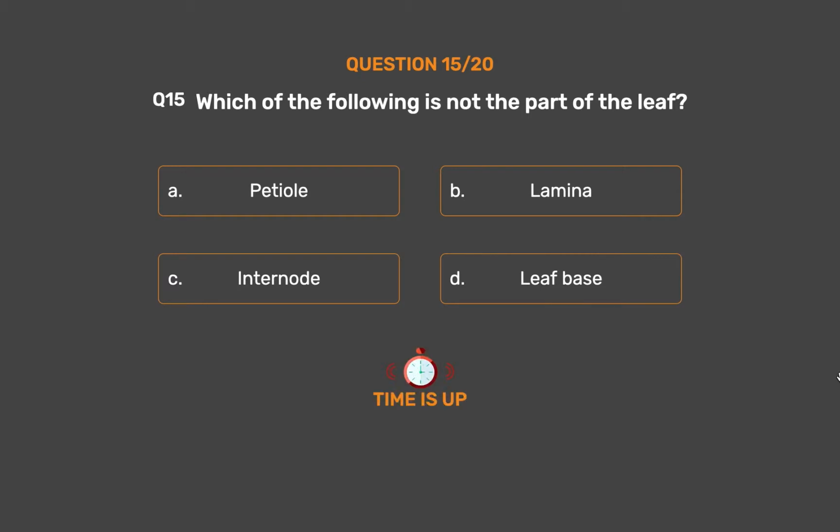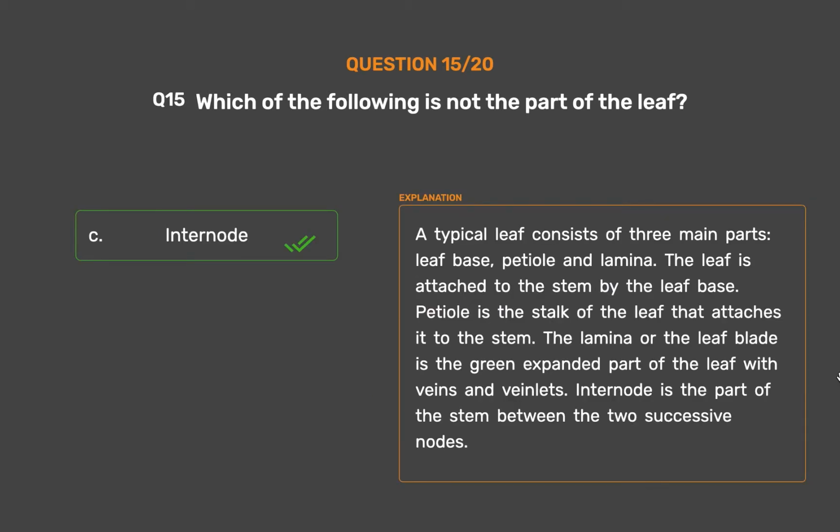The correct answer is option C. Internode. A typical leaf consists of three main parts: leaf base, petiole and lamina. The leaf is attached to the stem by the leaf base. Petiole is the stalk of the leaf that attaches it to the stem. The lamina or the leaf plate is the green expanded part of the leaf with veins and veinlets. Internode is the part of the stem between the two successive nodes.